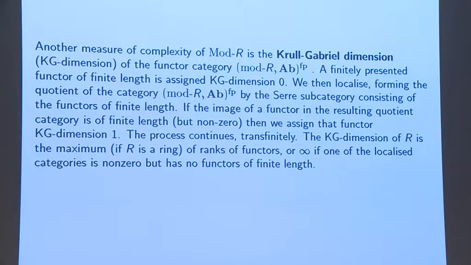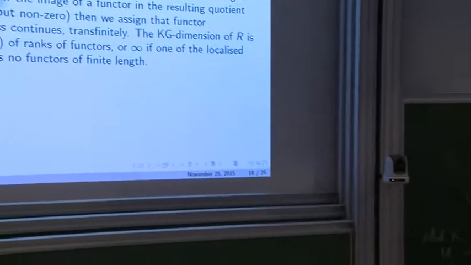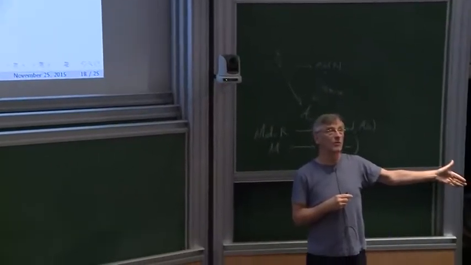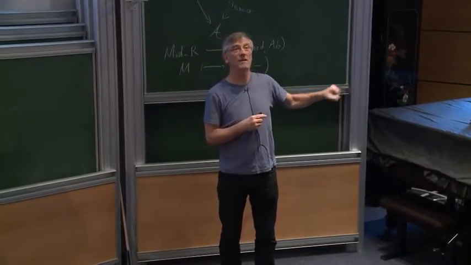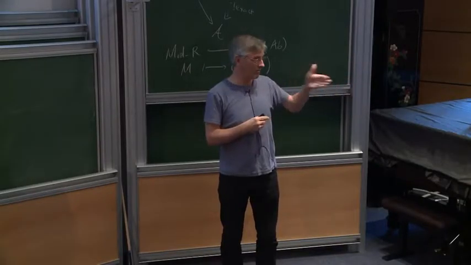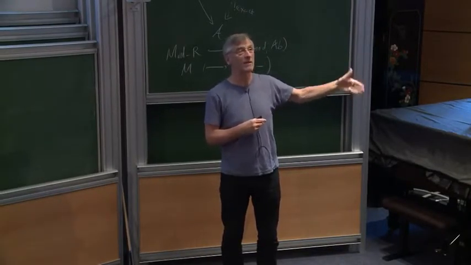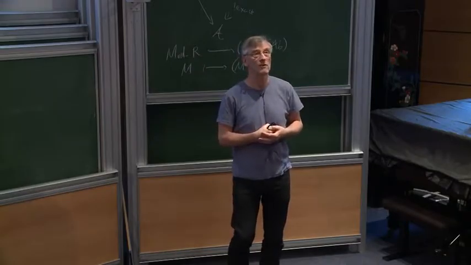So we take this finitely presented functor category, and again we collapse: we take the Serre subcategory of functors of finite length and factor them out. You get a new abelian category. Take the objects of finite length there, factor them out, keep going, transfinitely. At some point you may end up with a category with no functors of finite length, so you say the dimension is infinite, undefined. Otherwise it stops at some point, and you count how many steps you have to take, and that's the dimension, the Krull-Gabriel dimension.